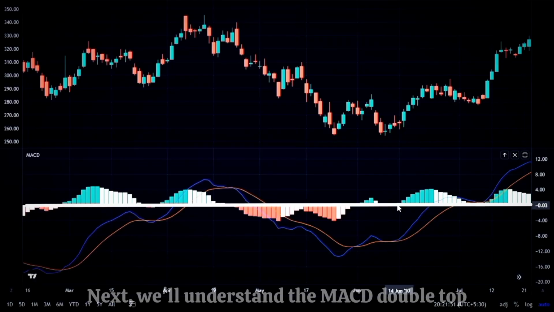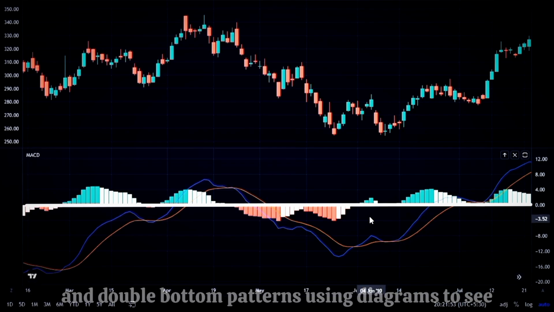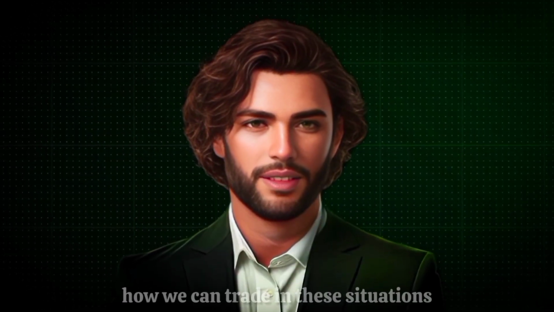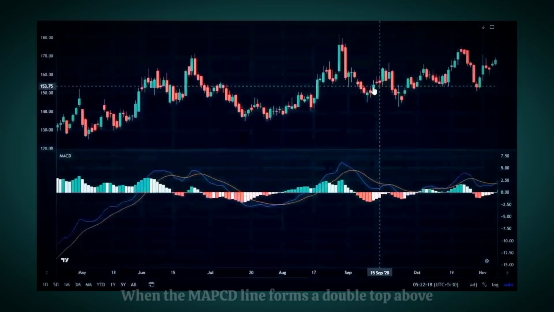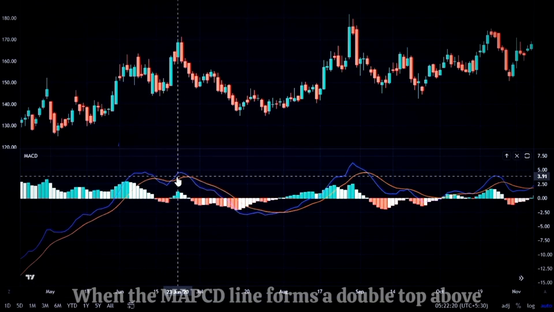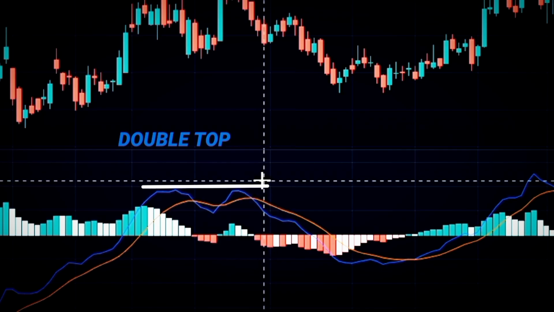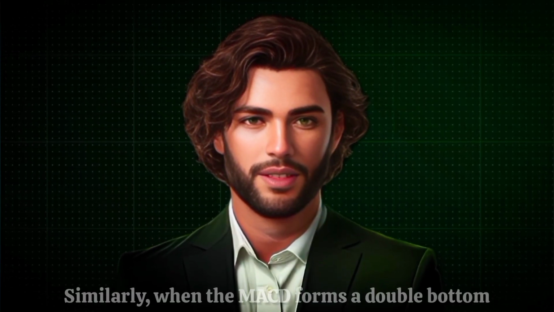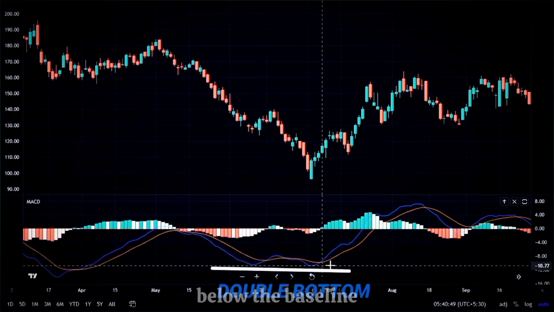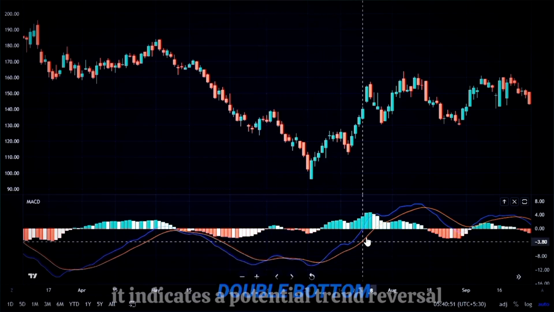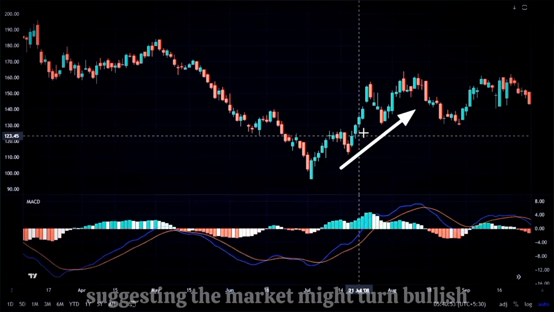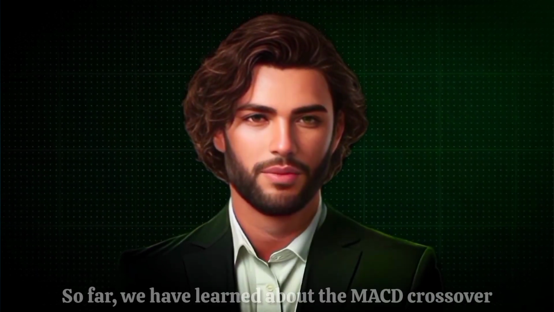Next, we'll understand the MACD double top and double bottom patterns using diagrams to see how we can trade in these situations. When the MACD line forms a double top above the baseline on the chart, it indicates a potential trend reversal, suggesting the market might turn bearish. Similarly, when the MACD forms a double bottom below the baseline, it indicates a potential trend reversal, suggesting the market might turn bullish. So far, we have learned about the MACD crossover and MACD double bottom and double top patterns.